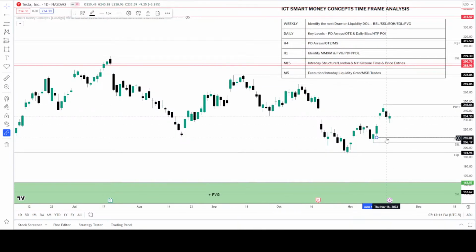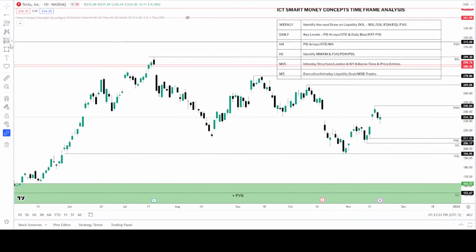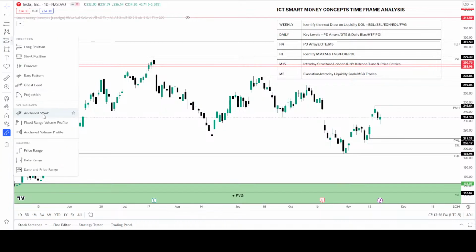So we have our weekly range right here, so we're going to be watching that as well as our previous week high, previous week low. And then the last thing we could do for high time frame points of interest is, and this isn't necessarily a smart money concept, but it's something that I use in conjunction with.